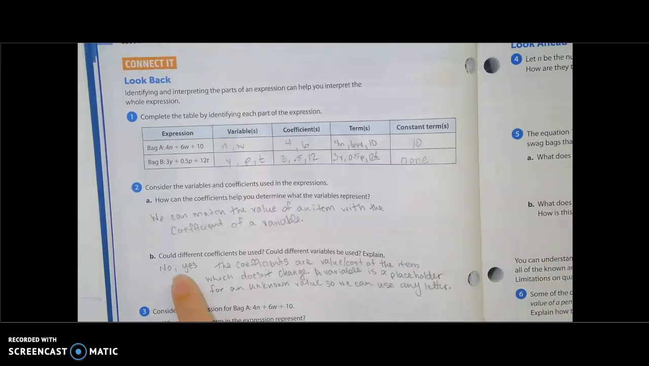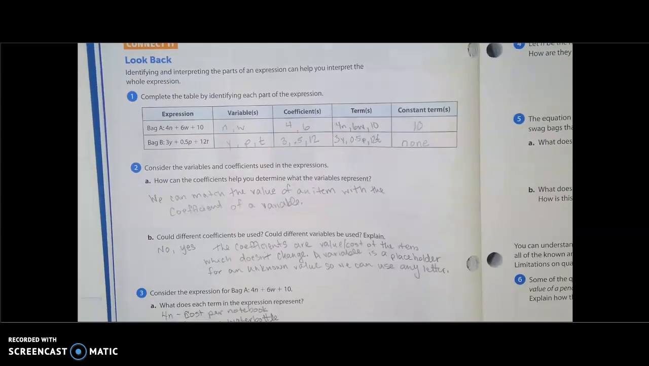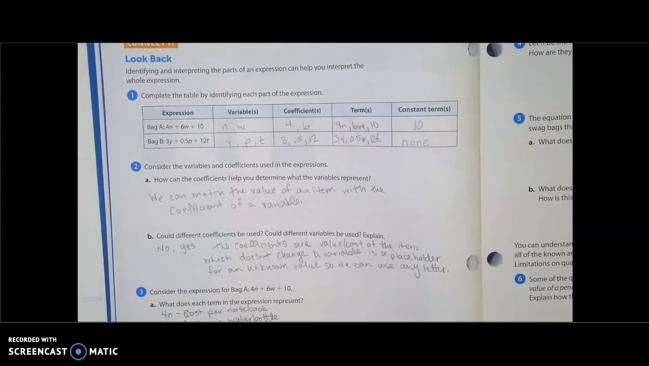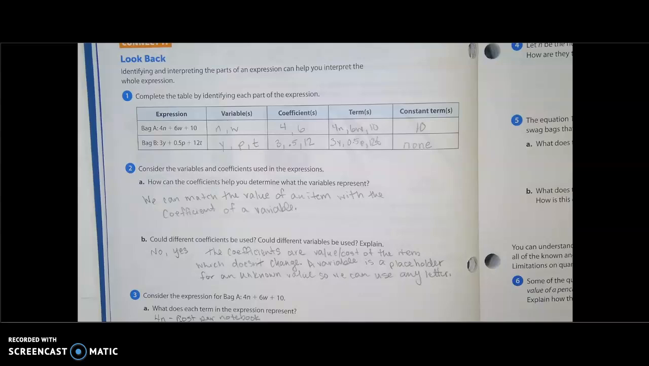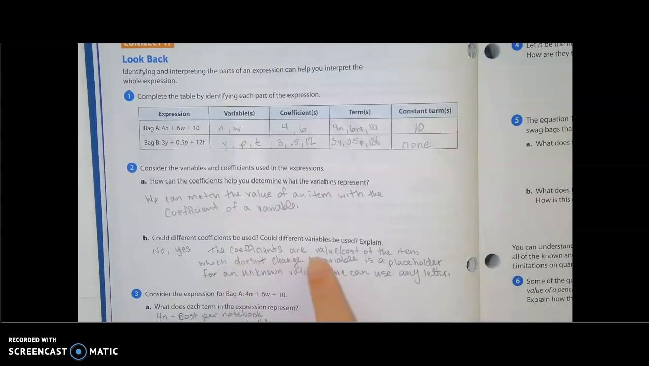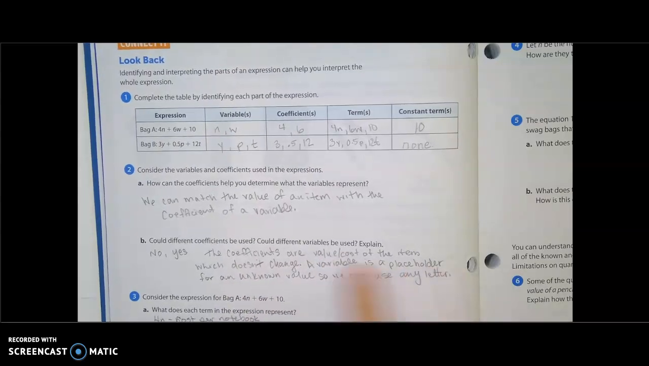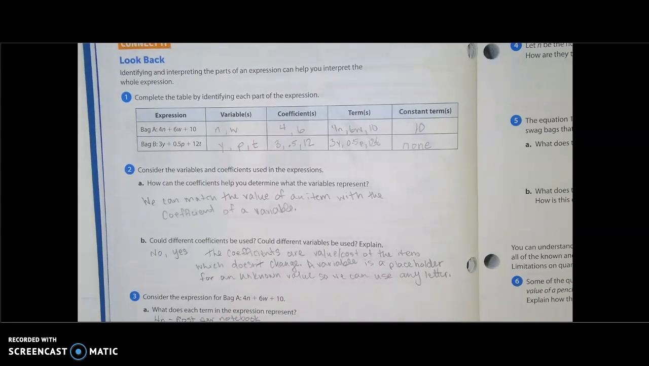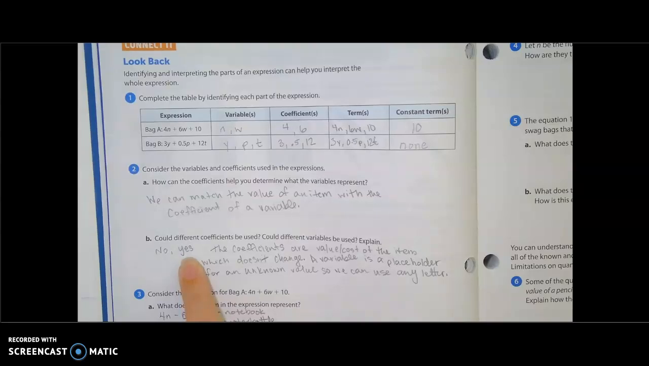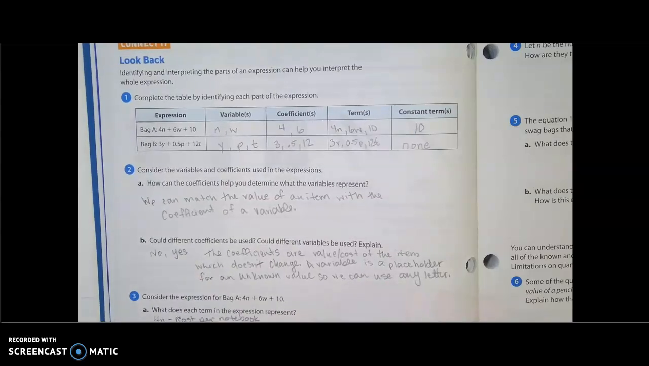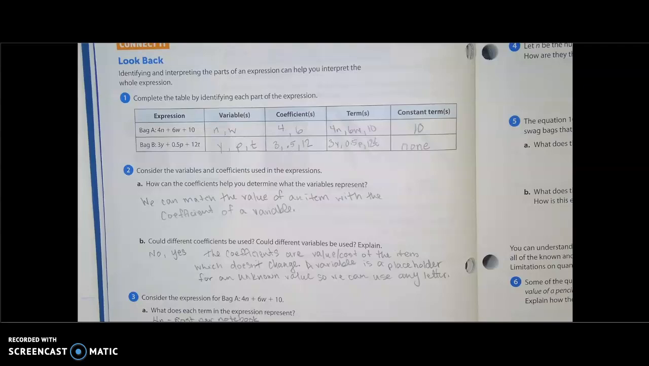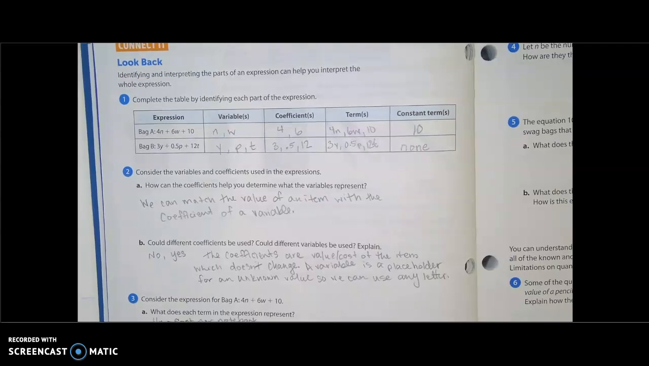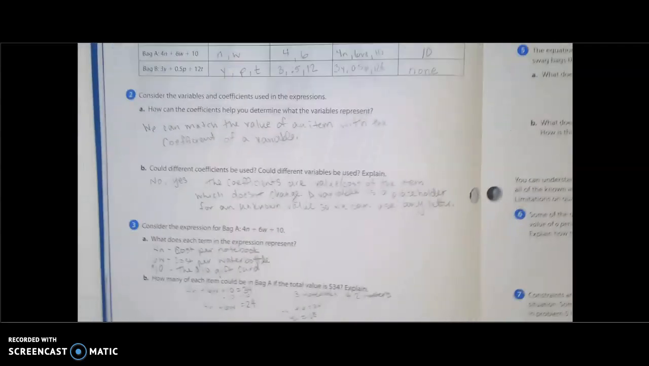Question B asked, could different coefficients be used? The answer is no, because the coefficients are the value or cost of the item, which does not change. Could different variables be used? The answer is yes, because a variable is just a placeholder for any unknown value. So we can use any letter.